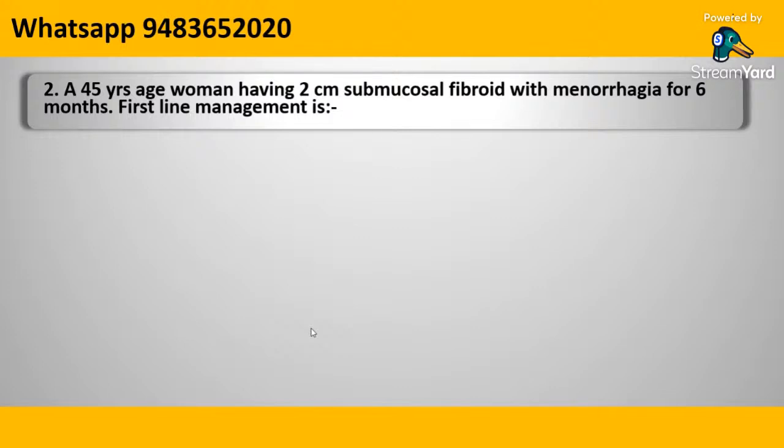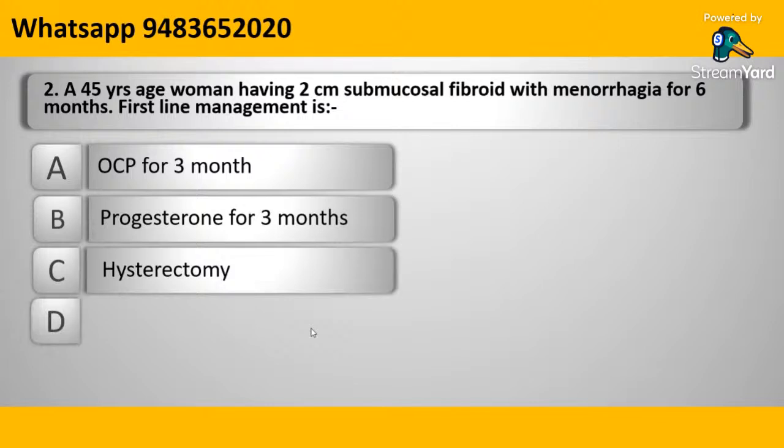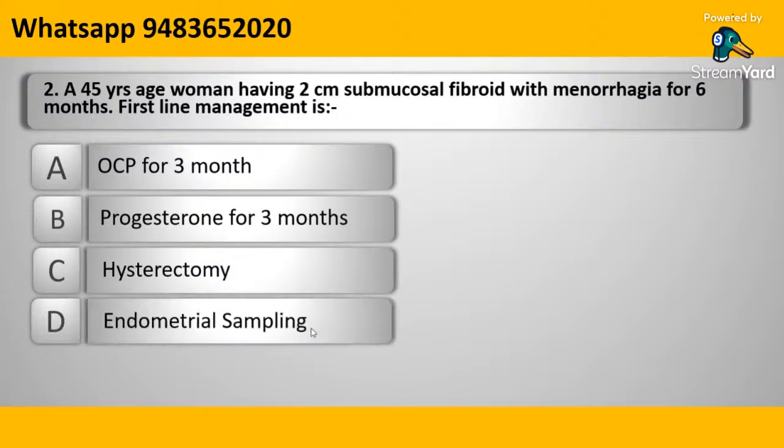A 45-year-old woman having 2 centimeter submucosal fibroid with menorrhagia for 6 months. First line management is A. OCP for 3 months, B. Progesterone for 3 months, C. Hysterectomy, D. Endometrial sampling.